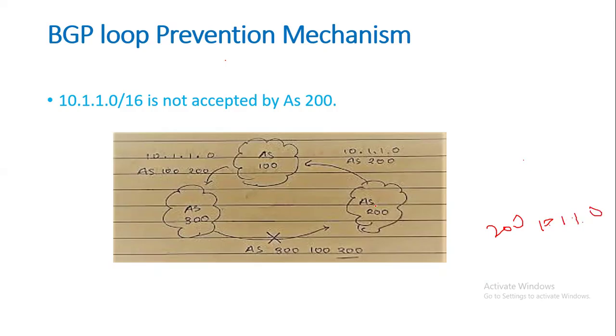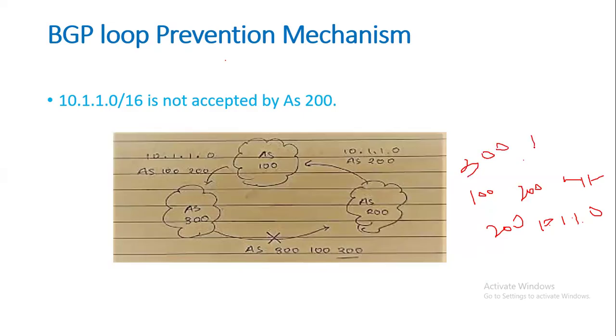10.1.1.0. When it passes to AS 100, it's going to be 100. But where is the information coming from? It's the AS 200 number and the network information as it is. When it's passed to 300, what will happen?